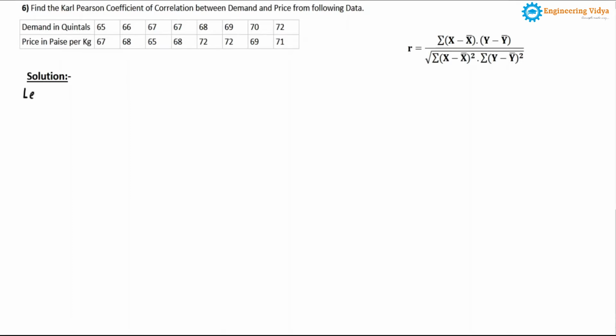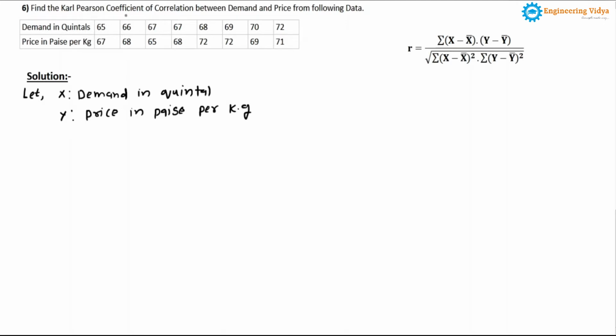So here we will consider that x is nothing but demand in quintal, and y is nothing but price, given in paise per kg, right? So the two variables x and y have been defined.